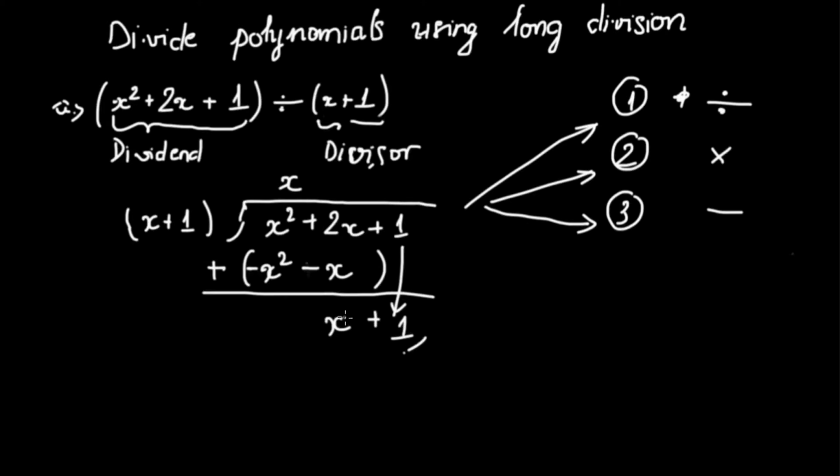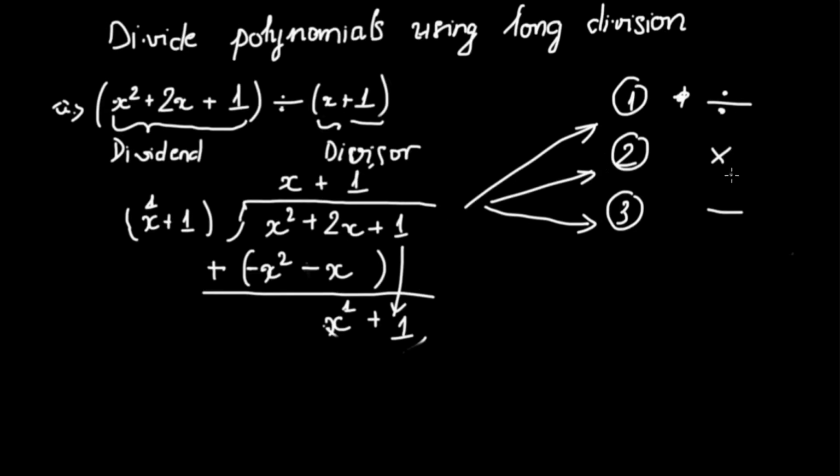Now you look at the power of this. You see this one, x raised to the first, and this one is x raised to the first, which means you can still divide this expression by the divisor. You need to follow the 3 steps above. So you take x divided by x, you get 1. You write 1, number 1 right here.